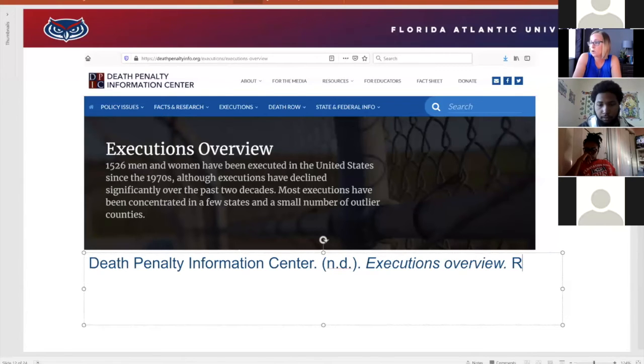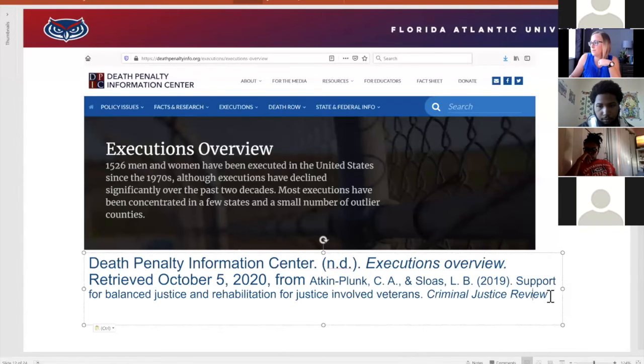Okay, so retrieved, and then I looked this up on October 5th, 2020, from, and then you put the website address. That's not the website address.